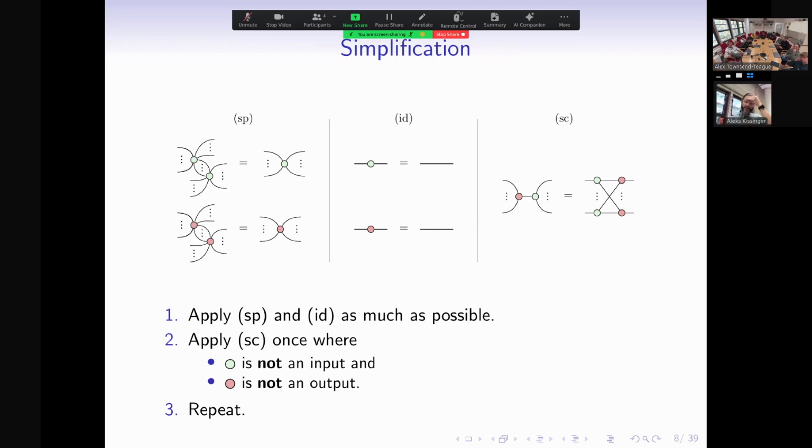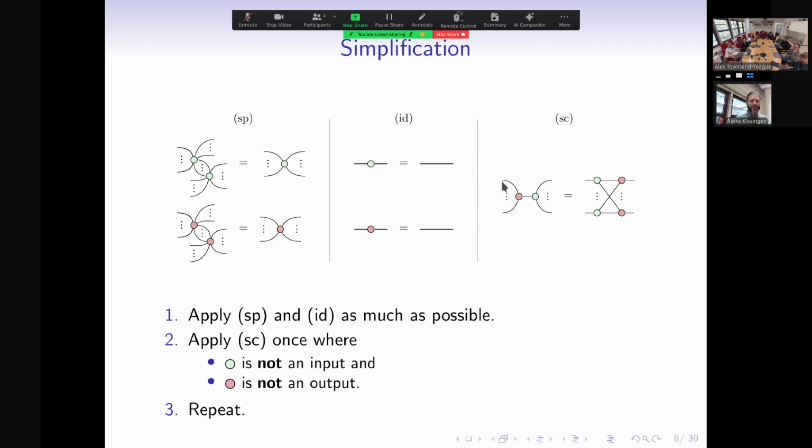The way this works, you can describe a simplification algorithm for these things, and it's pretty easy. Here are the rules that I told you are the complete set of rules. I apply these four rules as much as possible. If I have two nodes of the same color that are next to each other, I just fuse them together. So obviously that makes the diagram simpler. If I have a node with two legs, that's always equal to an identity wire, so I just get rid of it. I just do that as much as possible.